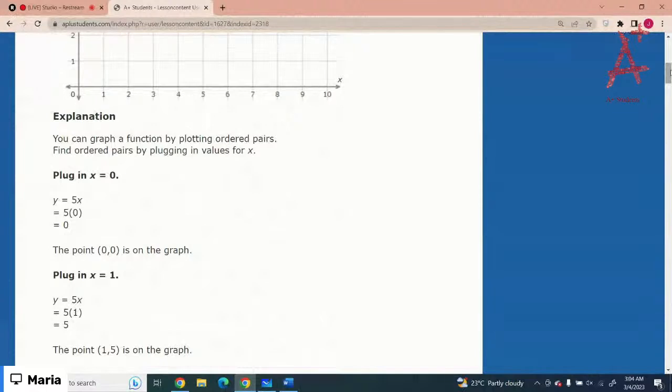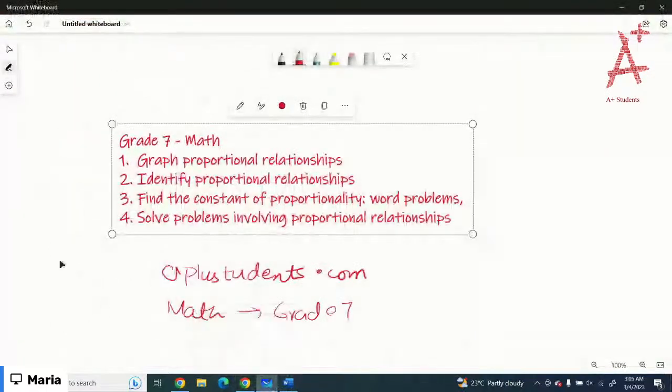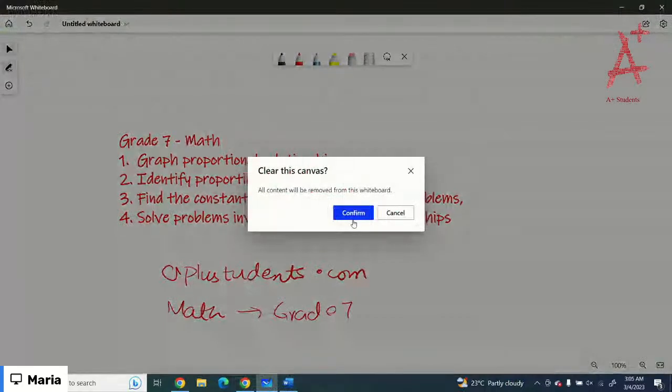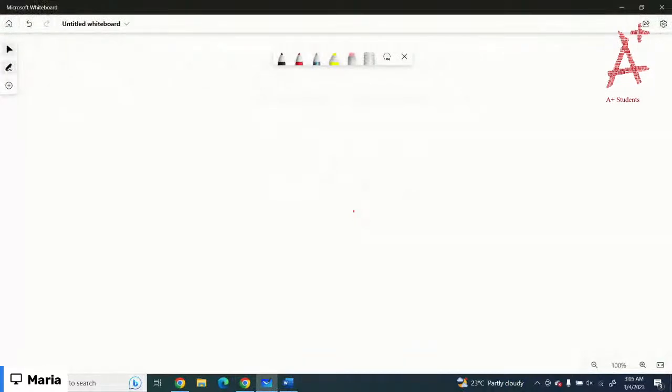Okay, y equals 5x. So basically x is the independent variable and y is the dependent variable. You are going to substitute the values of x and calculate the values of y. So let's just substitute different values of x and calculate the different values of y. Let's just start with x equals 0. Replace the x with 0 in the equation: y equals 5 times 0. So 5 times 0 is 0.